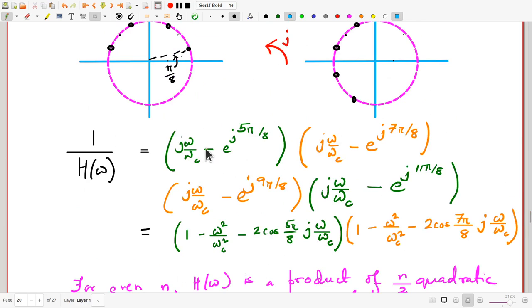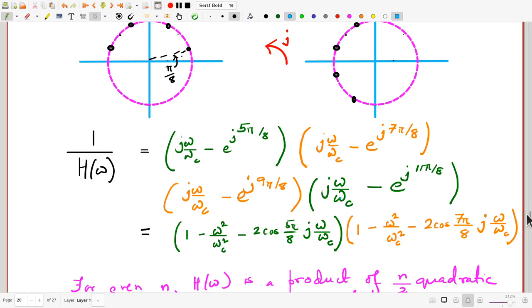And it's easy to see that multiplying, say, this with this will give you 1 plus 1. This with this will give minus omega square by omega c square. And multiplying this with this and this with this will essentially give you j omega by omega c times twice the real part of this. So twice cos 5 pi by 8 for this factor. For the orange ones, you'll get 2 cos 7 pi by 8.